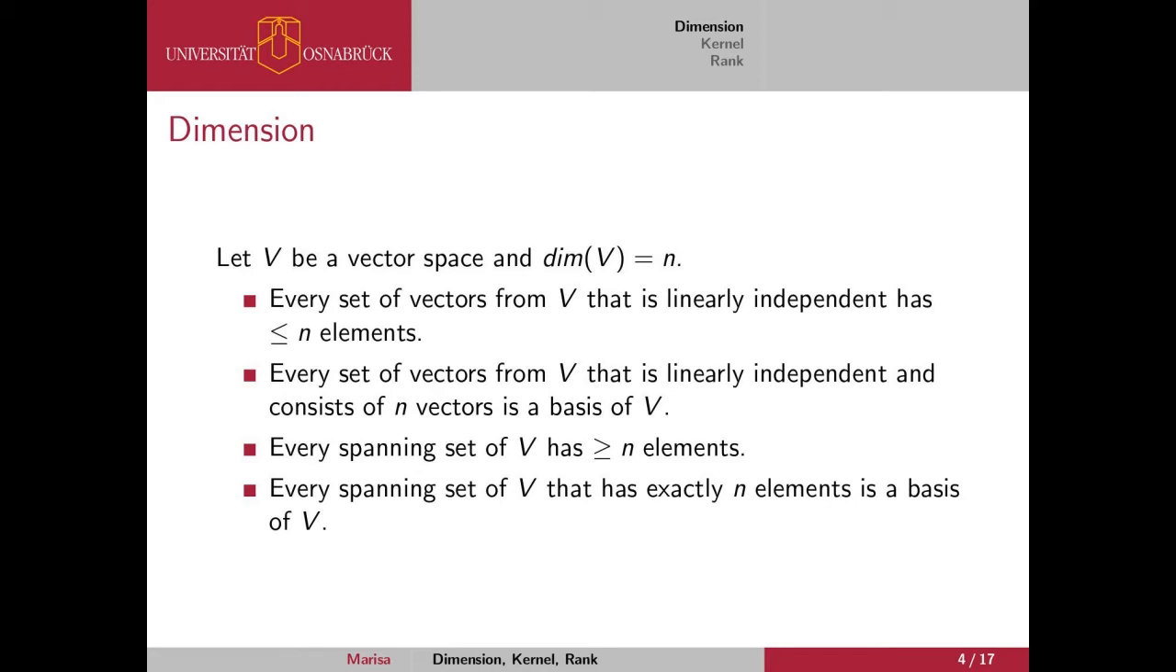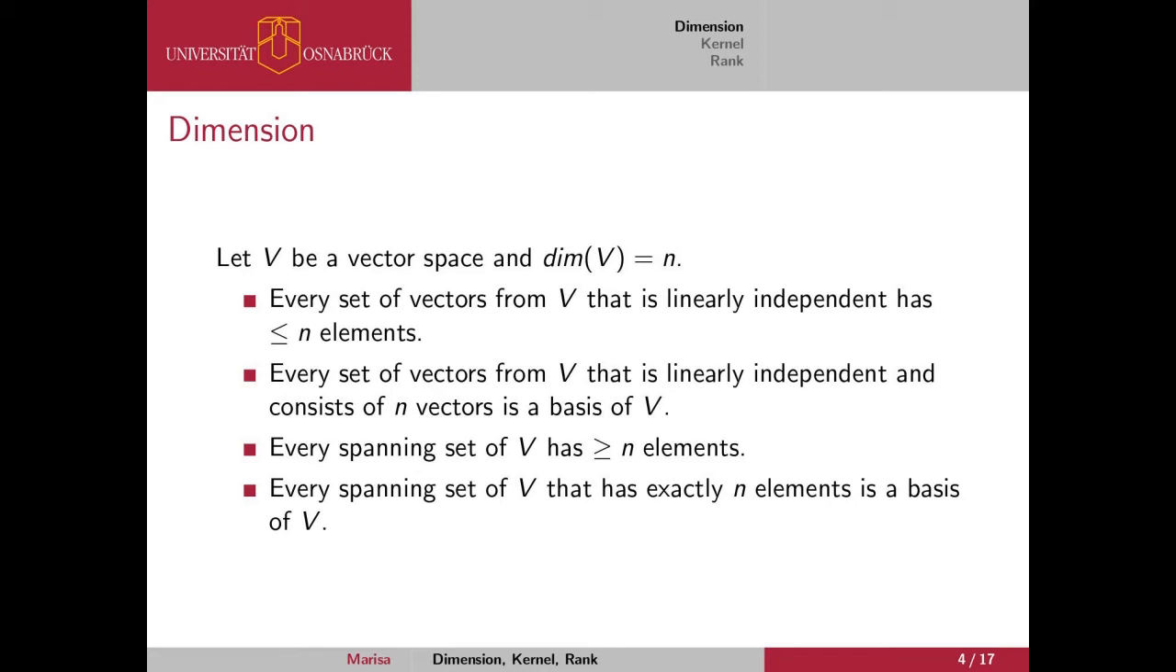The third statement is that every spanning set of V has at least n elements. It needs to have at least n independent vectors to span an n-dimensional room. It can also have more vectors, but then they wouldn't be linearly independent anymore.